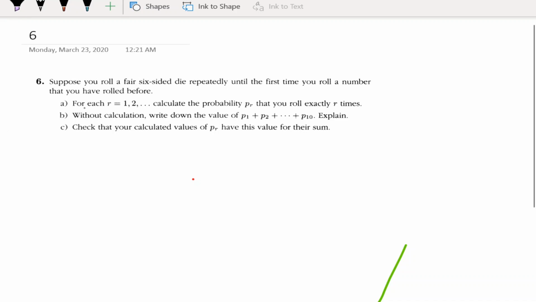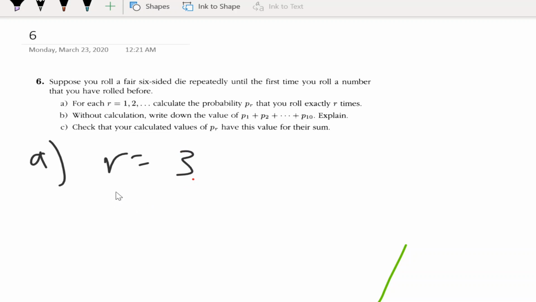Suppose you roll a fair 6-sided die repeatedly until the first time you roll a number that you have rolled before. For each r equals 1, 2, and so on, calculate the probability P_r that you roll exactly r times. I think it might be helpful to go with an example. So let's do r equals 3.